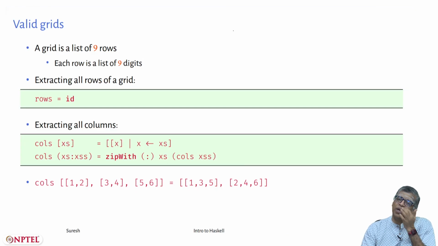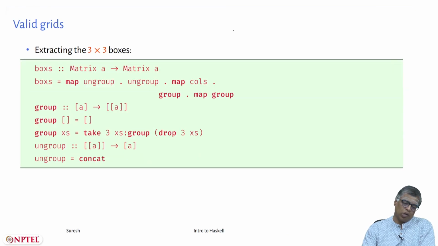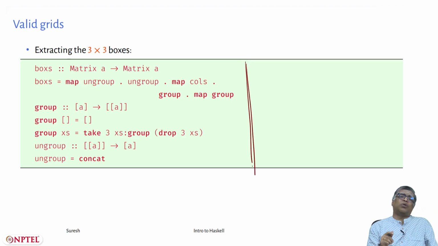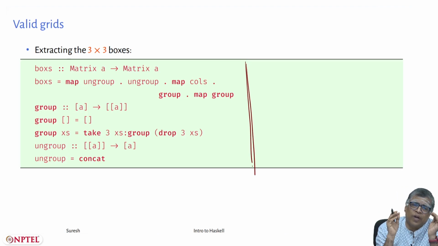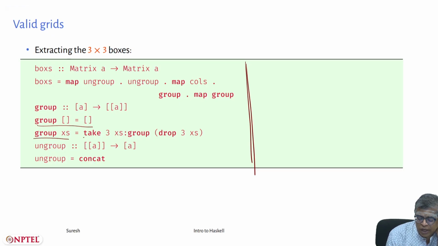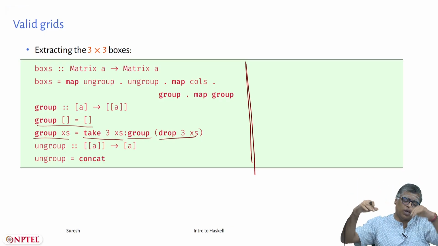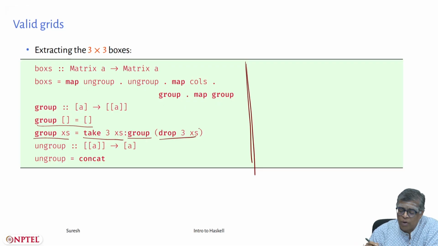How do I extract all the 3 by 3 boxes? The 3 by 3 boxes are extracted using a complicated looking program like this. What I need to do is take each list of 9 entries and group it into 3 sublists of 3 entries each. That is what this group is doing. Group of empty list is empty list, group of xs is take 3 of xs followed by group of drop 3 of xs. So given a list of 9 entries, I will make it into 3 lists of 3 elements each.